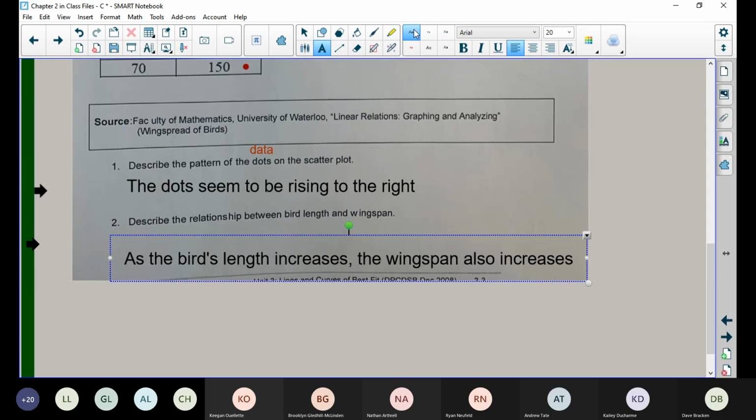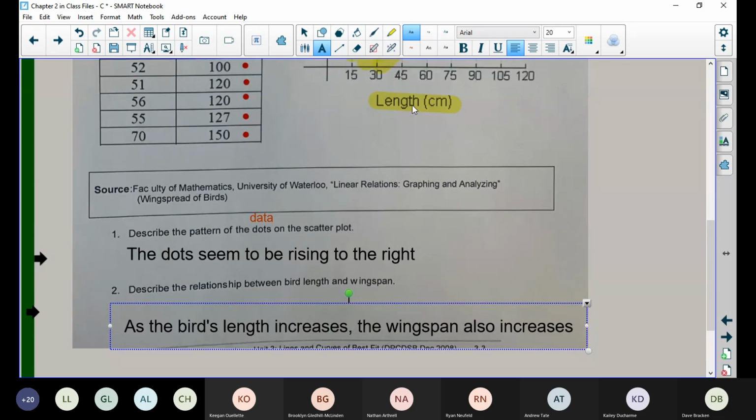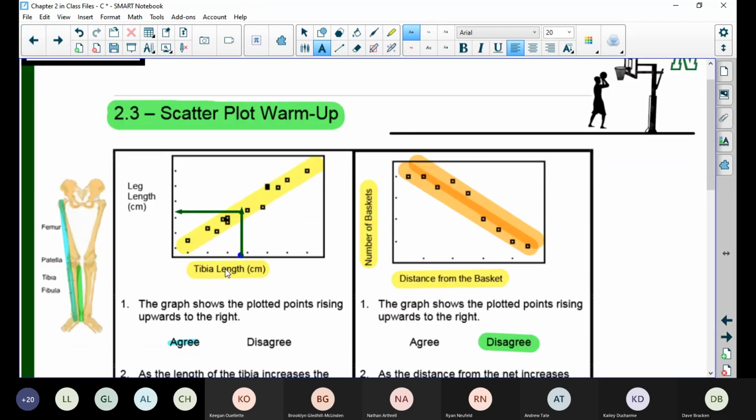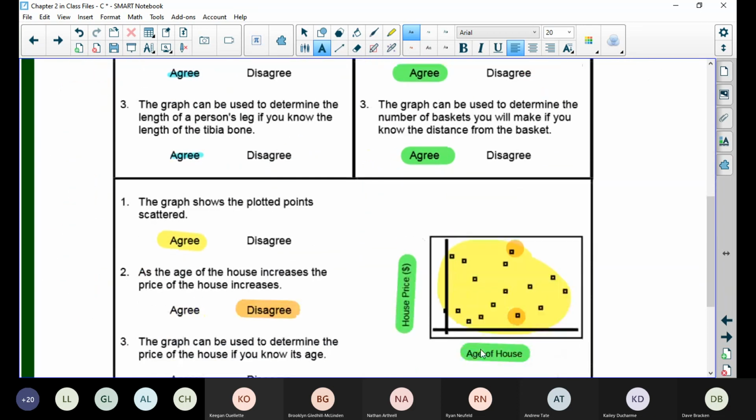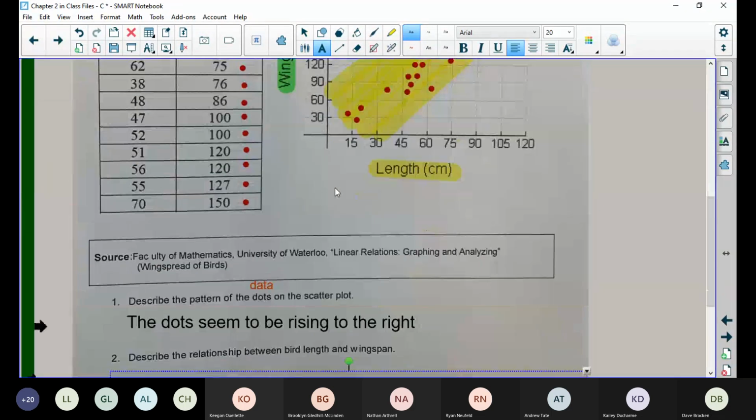But you could say increases, decreases, or there's no relation. So for this one here, as the bird's length increases, the wingspan increases. If I were to go back a page, as the tibia length increases, the leg length increases. As the distance from the basket increases, the number of baskets made decreases. As the age of the house increases, there is no relation to the price of the house. So it's always as the bottom increases, what happens to the side.